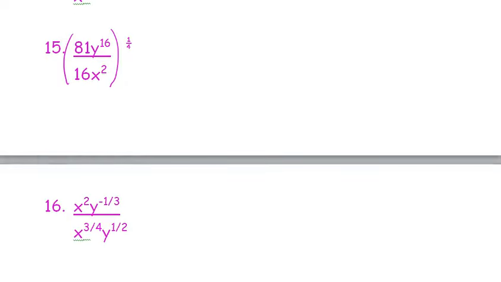Okay, last two examples. 15 has a whole bunch of stuff to the 1/4 power. So it applies to everything. So I like to put that to everything first and see what happens. So it's 81 to the 1/4. When you have power to a power, you multiply. So 16 times 1/4 is 4. The bottom I have 16 to the 1/4 power. And then the 2 times 1/4 would be 1/2.